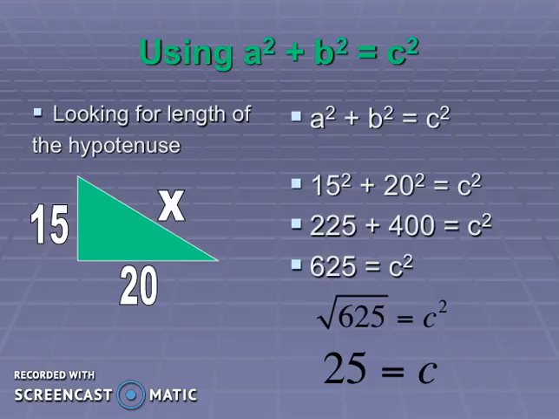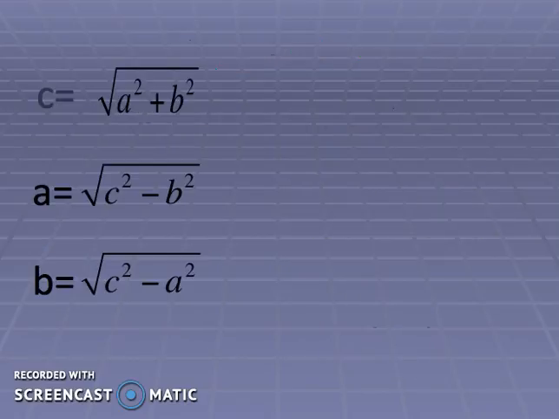Then we need to square root 625 to find the length of C, which in this case is 25. Now, the formulas I gave you on the slide before make that a little bit easier. You can write these formulas out, substitute the values straight in, put them into your calculator and hit equals. You're going to save yourself a little bit of time and a few steps.